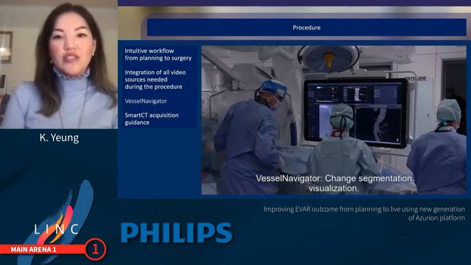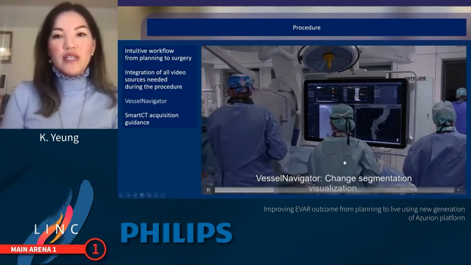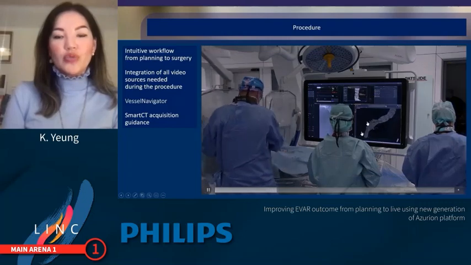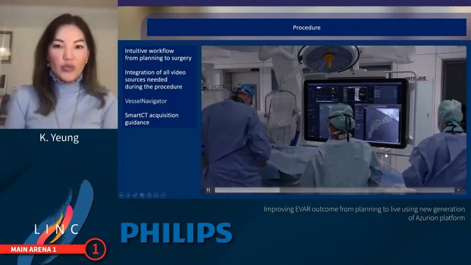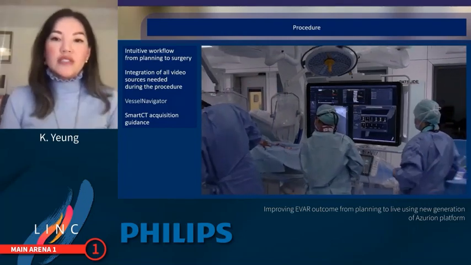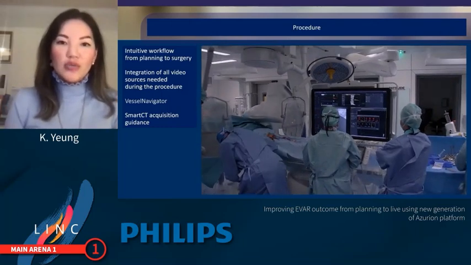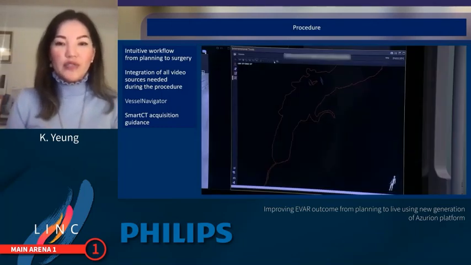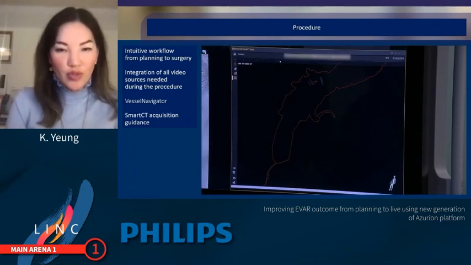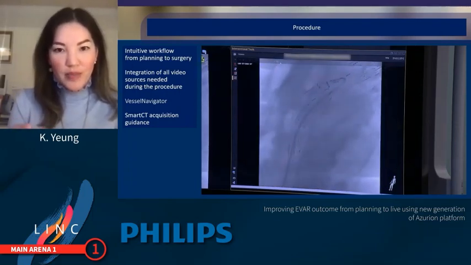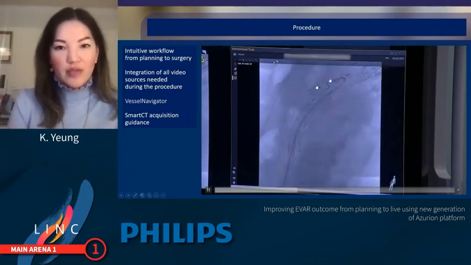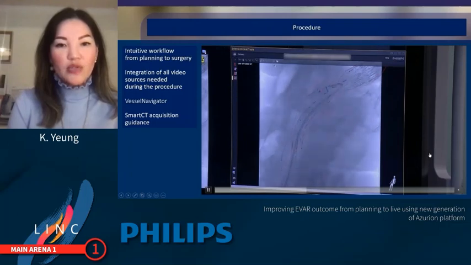I decided actually to change my vessel navigator visualization to an outline visualization only, because then you can see the live X-ray on your outline together. And the orifices of the SMA and the branch are given in blue rings. And we advance the wire through these blue rings into the SMA.